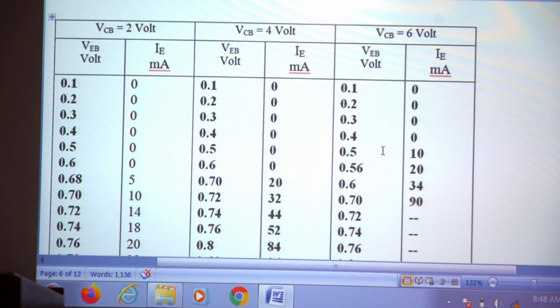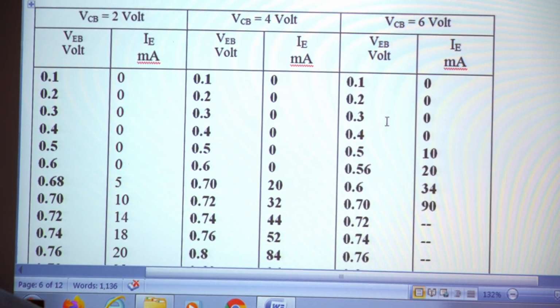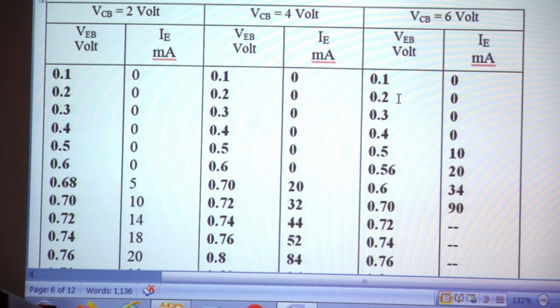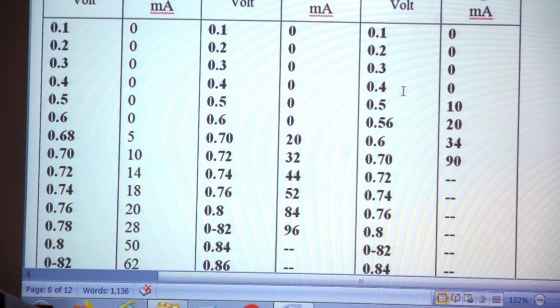Then for the third curve of the input characteristics, VCB is maintained at a voltage of 6 volt. We change the value of VEB, the base emitter voltage. Initially, up to 0.4 volt the emitter current remains 0.